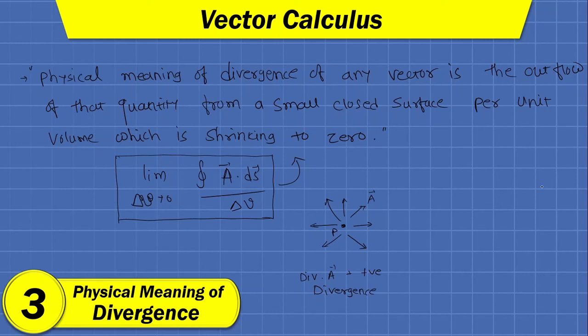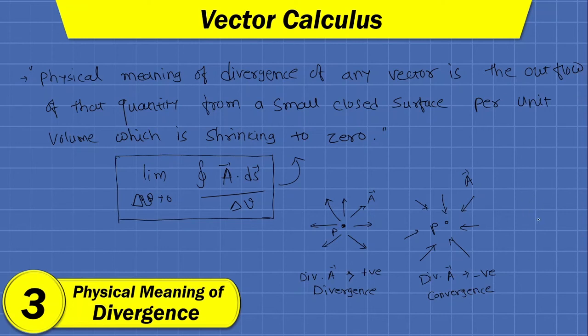Say at point P some vector quantity is distributed in this manner, then again the quantity is A bar, and the divergence of A that we will get will be negative, and this negative divergence is called convergence, because here the quantity is not outflowing, it is inflowing. Fine. So inflowing quantity defines the negative divergence, and negative divergence is called convergence.